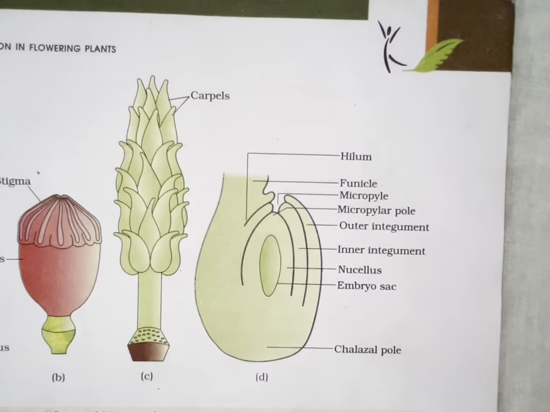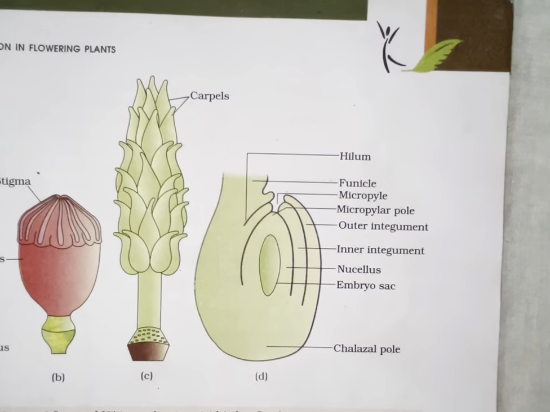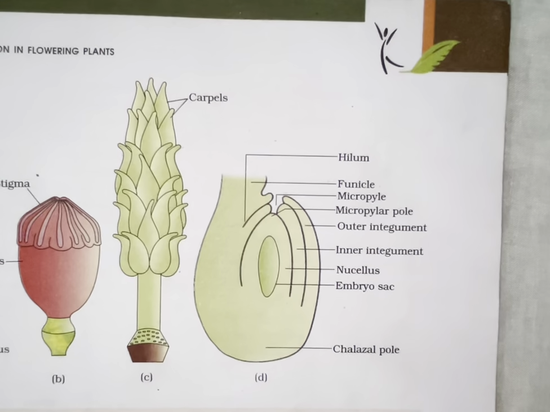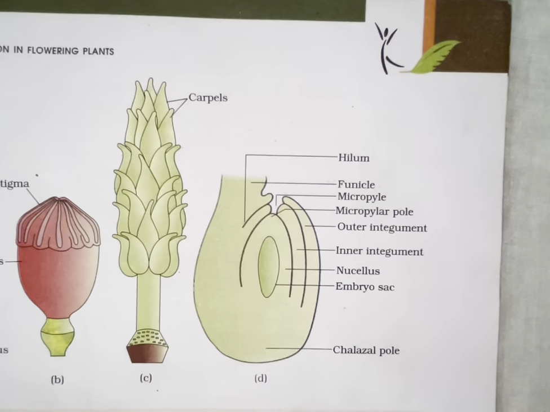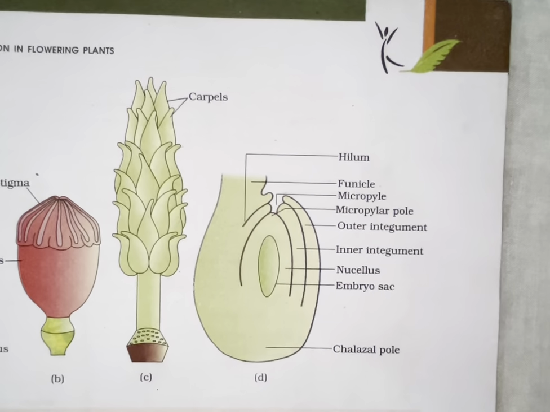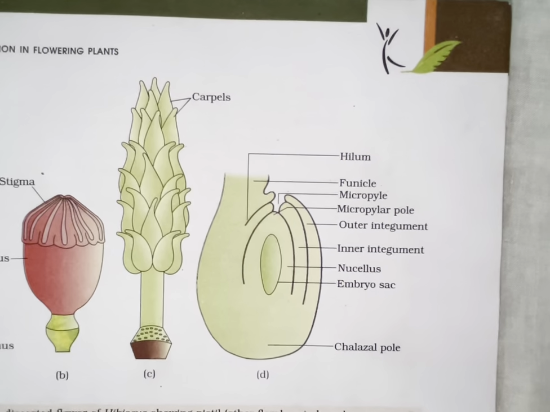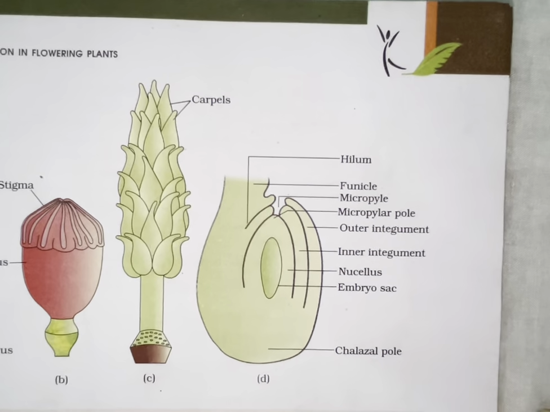So it's all about the structure of anatropous ovule. It is found in most of the angiospermic families. So this is the most common structure of ovule. And as you know that Megasporangium is commonly known as ovule.